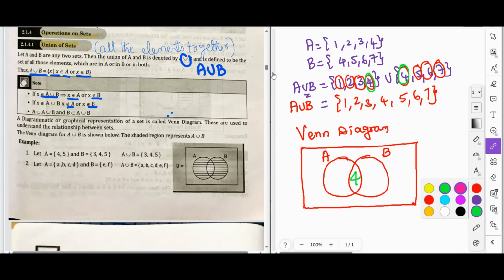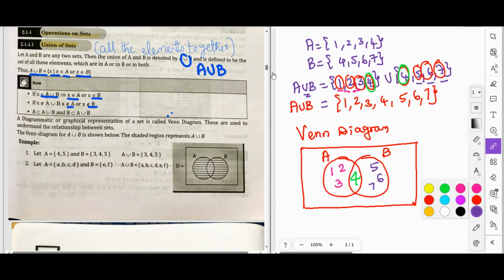Then the remaining elements: what is remaining in A? 1, 2 and 3. We'll write those in A. Then what is remaining in B? 5, 6 and 7. We'll write those in B. The common element we write in the center, and the other elements we write in their own circles.